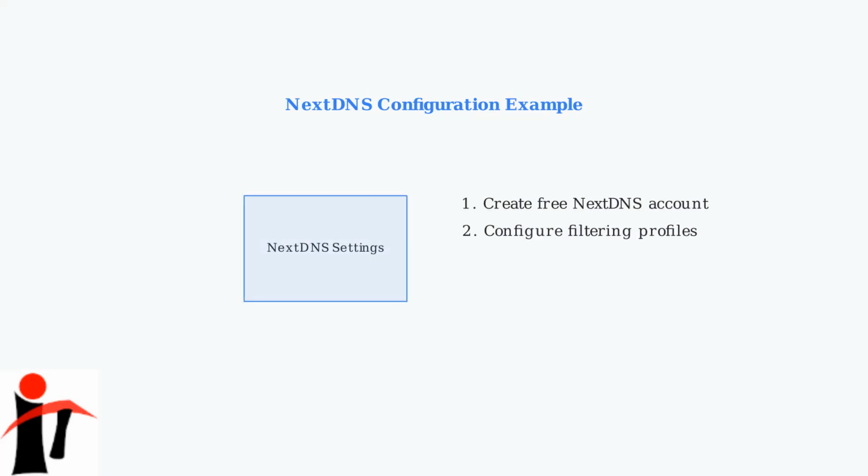Create a free account, configure your filtering profiles to block ads and trackers, then set the NextDNS servers on your device or router. Enable the appropriate ad blocking filters, and all devices on your network will benefit from ad blocking that's invisible to YouTube's detection systems.